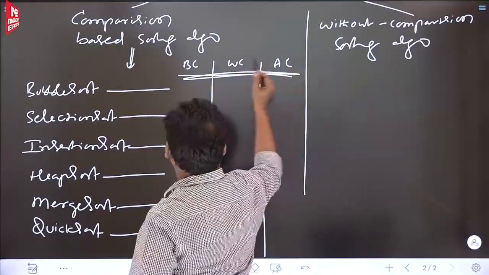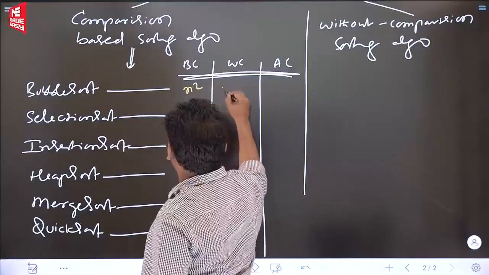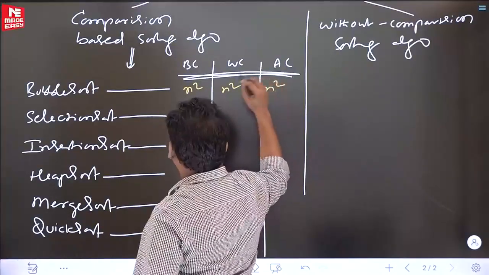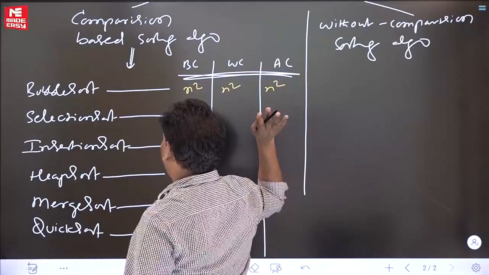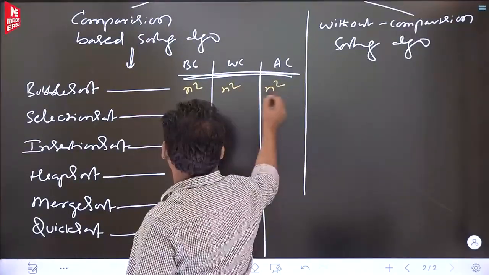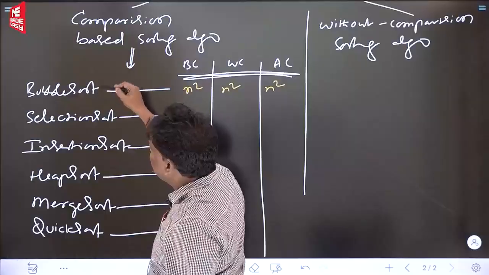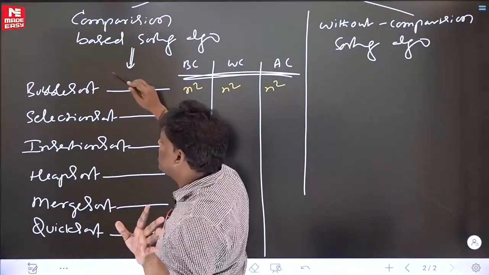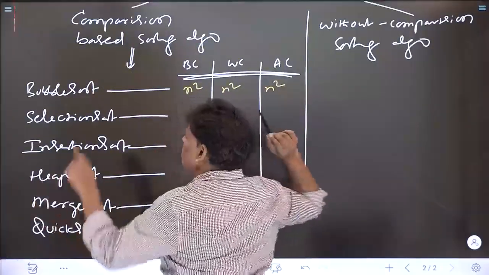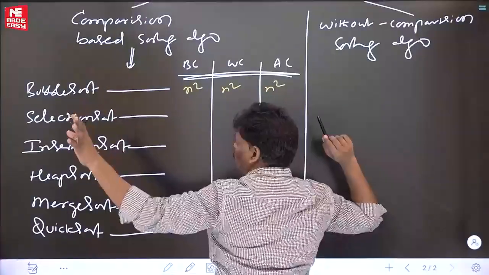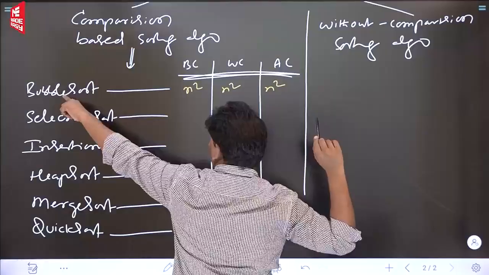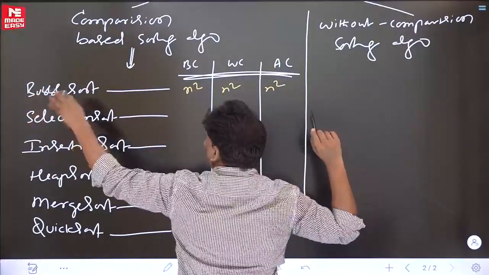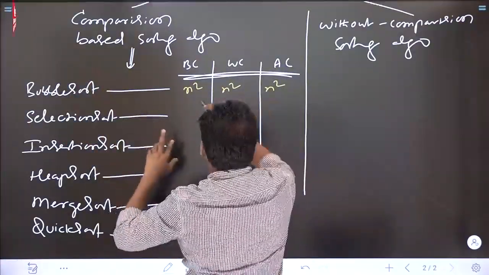Best case, worst case, average case. Bubble sort, every case n square. Some special cases are there, already I said in the classroom notes, they are meant only for the GATE exam. Outside the GATE exam, bubble sort is going to be n square because bubble sort is a lightweight sorting algorithm. What is the meaning? Conditions are very few there. Don't keep all the conditions in bubble sort. So every case n square.